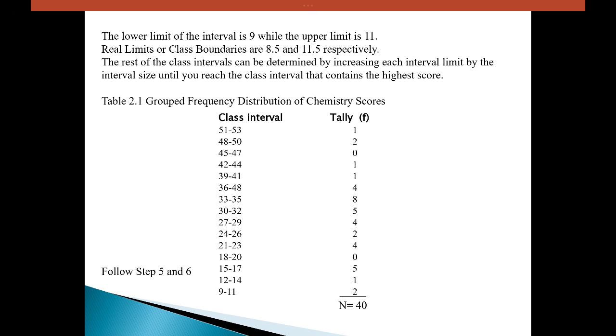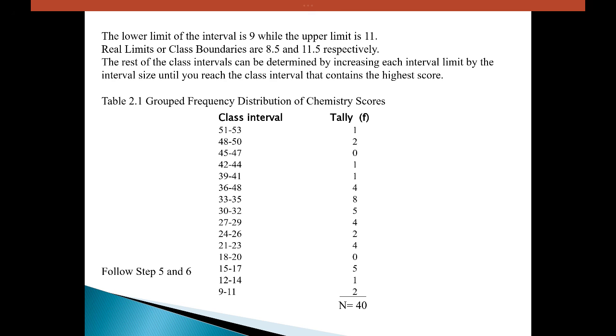So what if your class size is 3 and your lower limit is 9? What should be your upper limit? You need to count from 9, 3 units. Okay, 9, 10, and 11. So that's 3. So your upper limit should be 11. Okay, so that's your first class interval. As you can see in the bottom, it is 9 to 11.